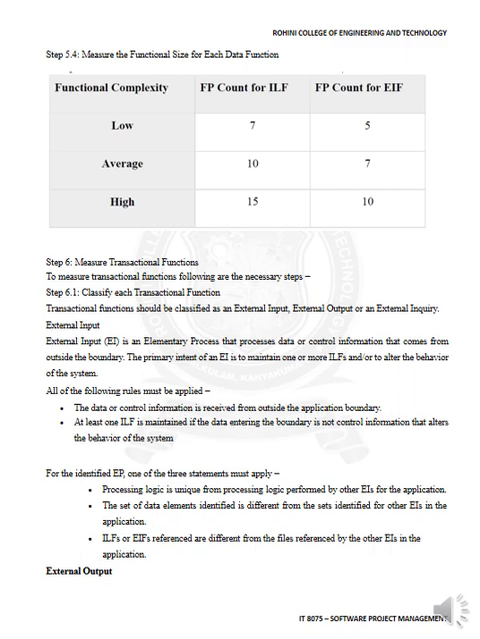Measure transactional functions. Classify each transactional function. An external input is an elementary process that processes data or control information that comes from outside the boundary. There are three statements for identifying the external input: the processing logic is unique from processing logic performed by other EIs for the application, and the ILFs or EIFs referenced are different from the files referenced by other EIs in the application.